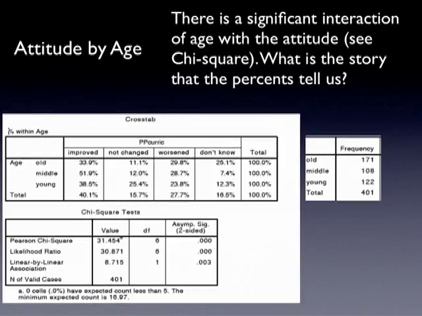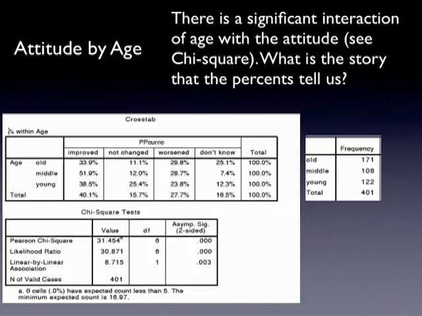When I look at a different variable, in this case the variable age, the age of the respondent, I find that in fact there is a significant interaction. The chi-square here is 31 on 6 degrees of freedom. That's because it's now 3 times 2. 4 minus 1 times 3 minus 1 equals 6.